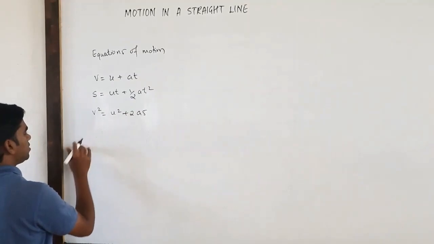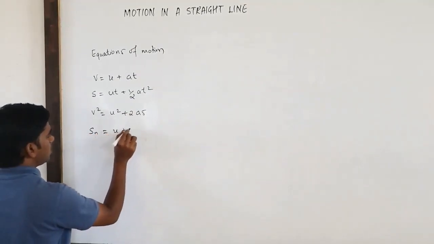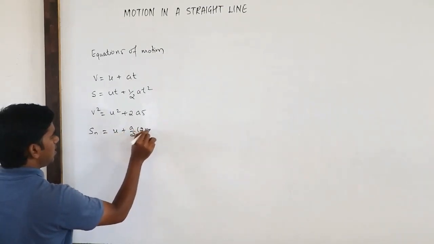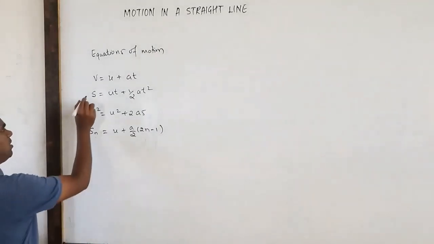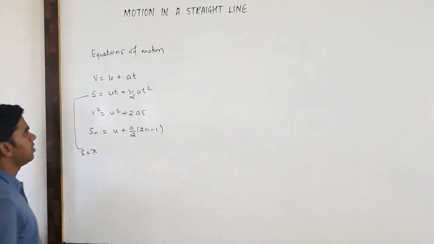Okay. So last, that is distance traveled in nth second, is equal to what? u plus a by 2 into (2n minus 1). In some books they may use this as x, so yes, they may use x, so don't get confused.